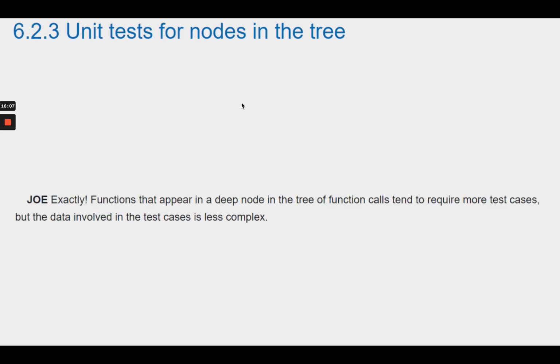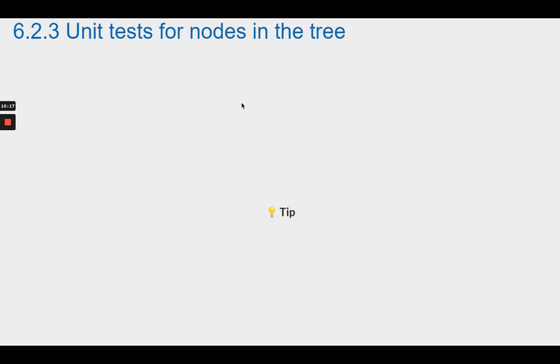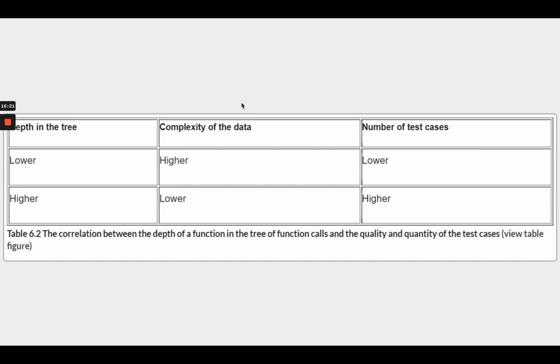Joe: Exactly. Functions that appear in a deep node in the tree of function calls tend to require more test cases, but the data involved in the test cases is less complex. Tip: Functions that appear in a lower level in the tree of function calls tend to involve less complex data than functions that appear in a higher level in the tree. See Table 6.2.